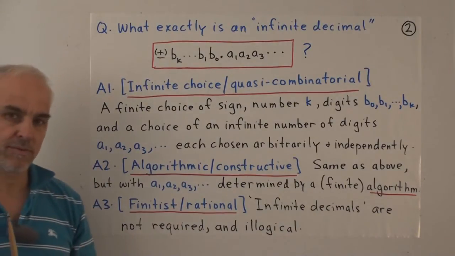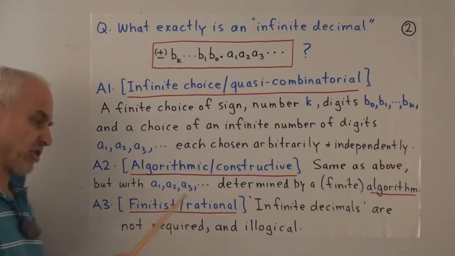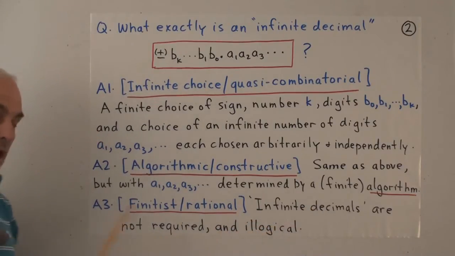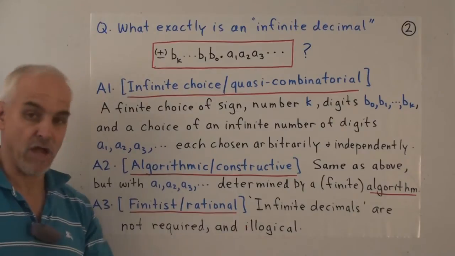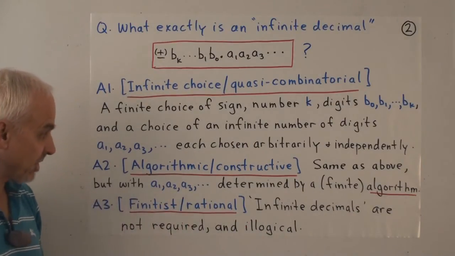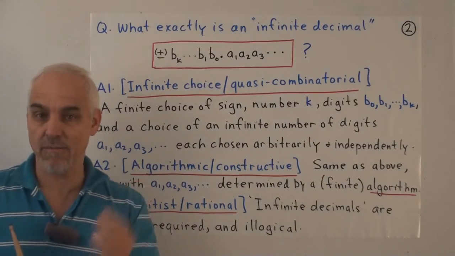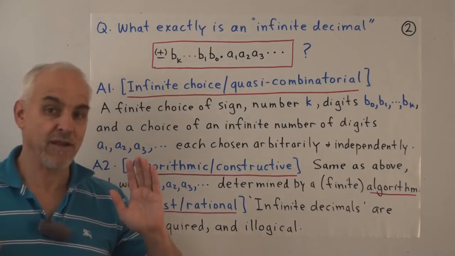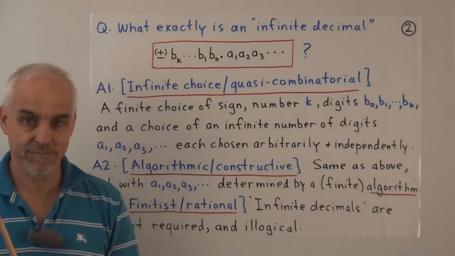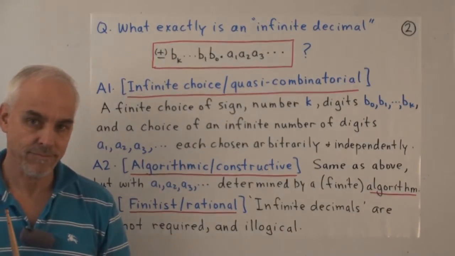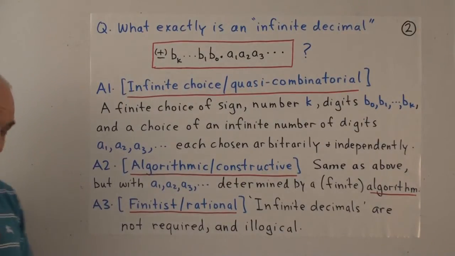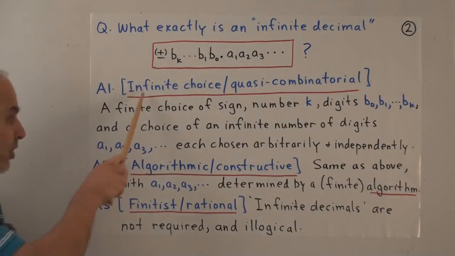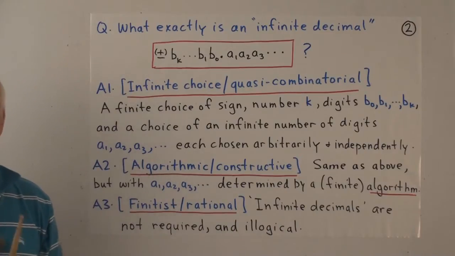Then there's a third position, which we might call the finitist or the rational position. In this position, infinite decimals are not required, and they are deemed illogical. So this position asserts that both of these positions are unfounded mathematically, that both of these positions are problematic, and it says, in fact, guys, we do not need infinite decimals in either of these forms. Right, so I think you probably can guess which position I am going to adopt. But before I do that, we're going to have a very good look at both of these two positions.